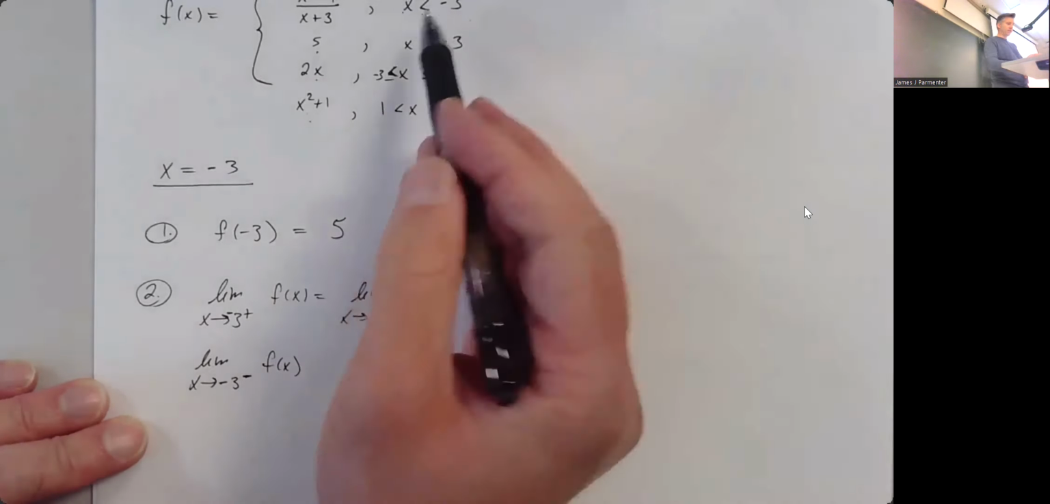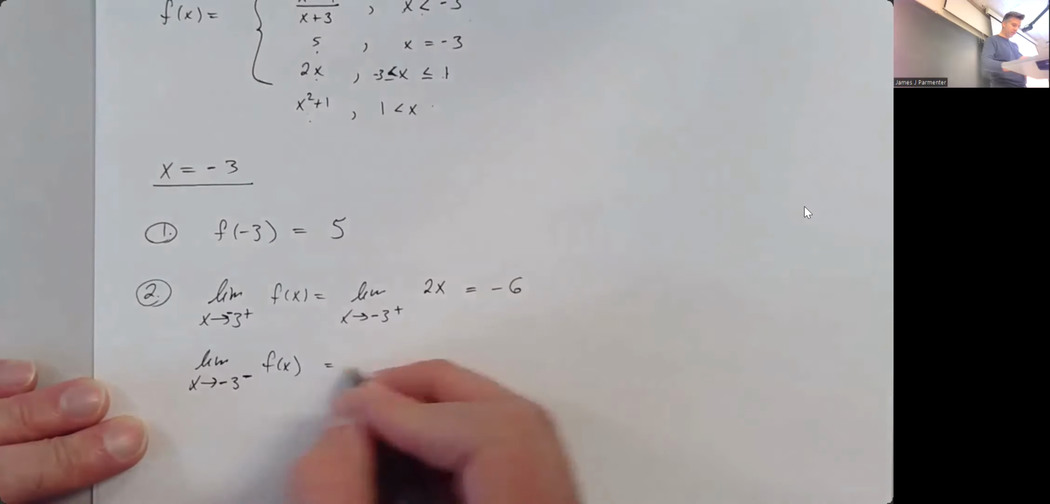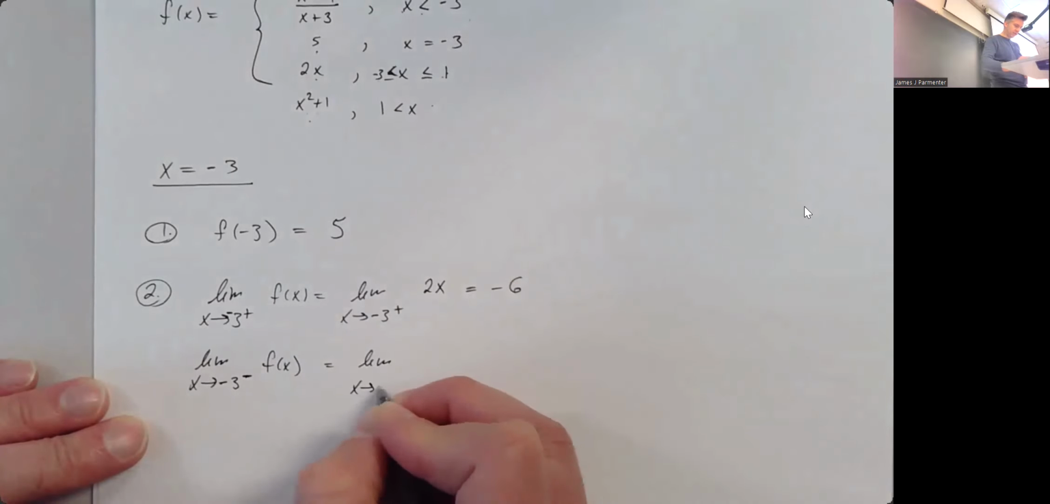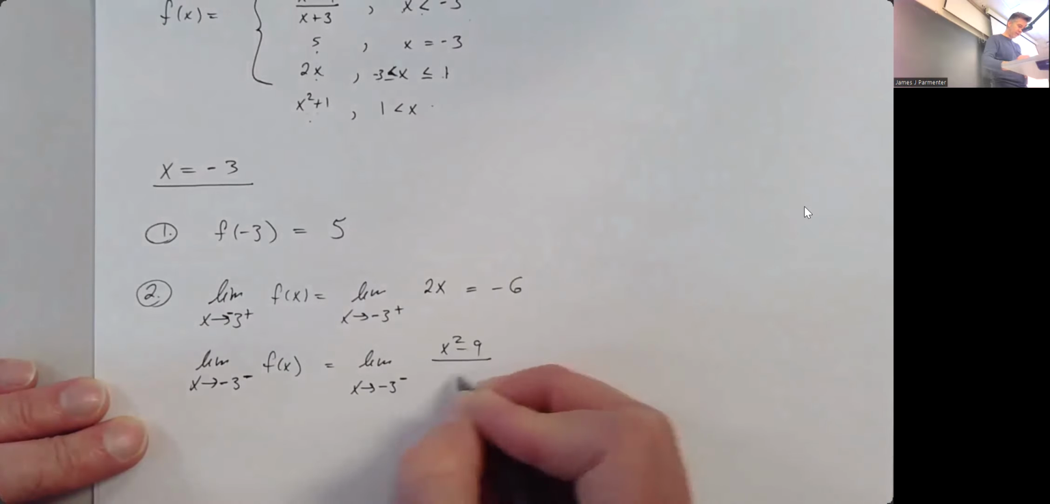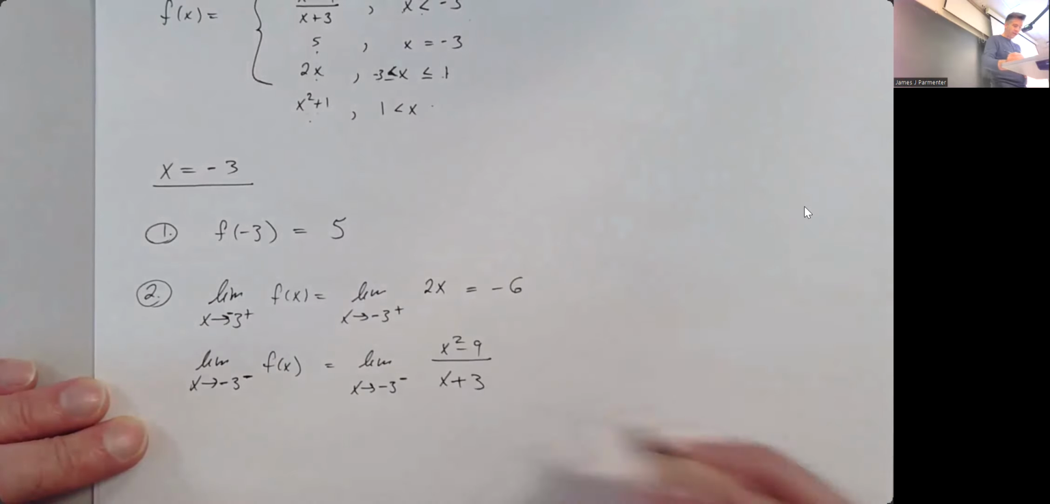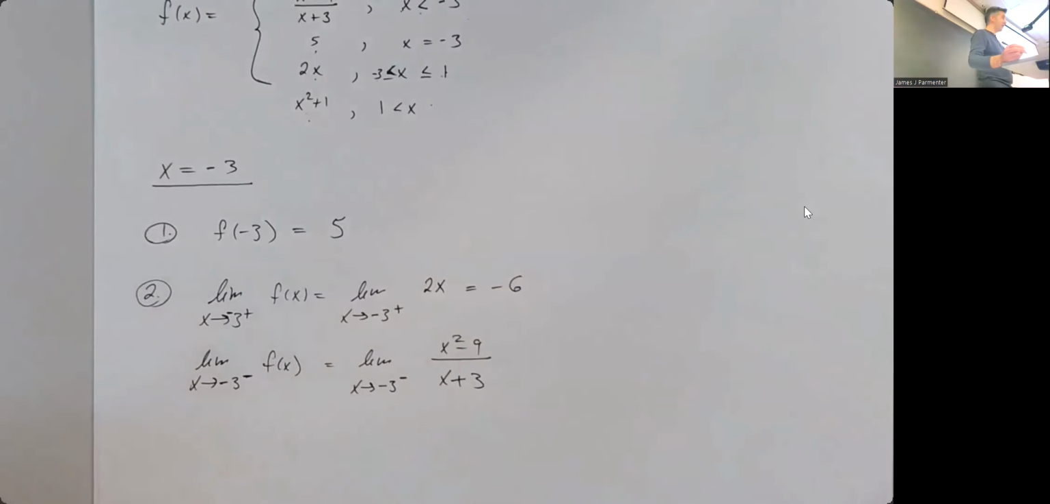Well, now we're using the piece where x is less than -3. So it's the limit as x approaches -3 from the left of (x squared minus 9) divided by (x plus 3). And you'll notice that if we plug in -3, we do get 0 over 0. -3 squared is 9, 9 minus 9 is 0, -3 plus 3 is 0. So here is the situation where we have to do some factoring and canceling.